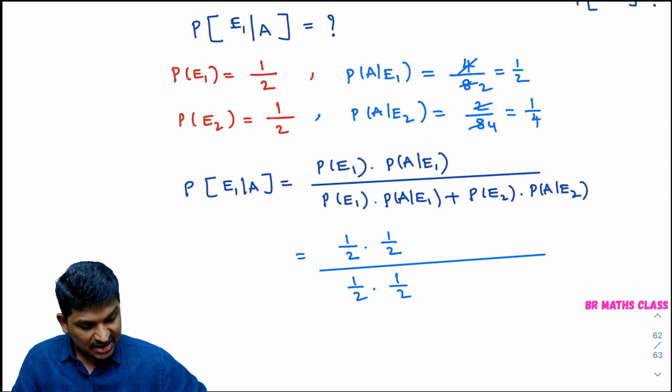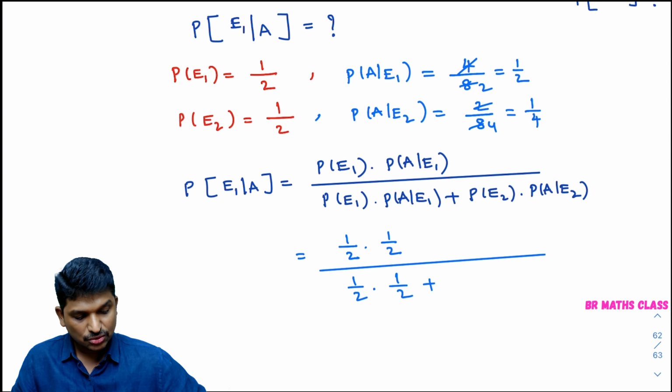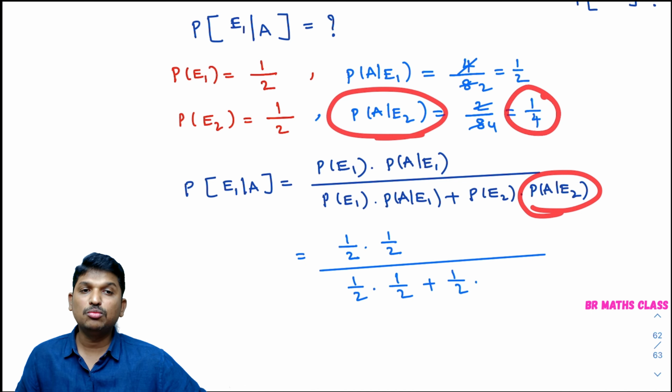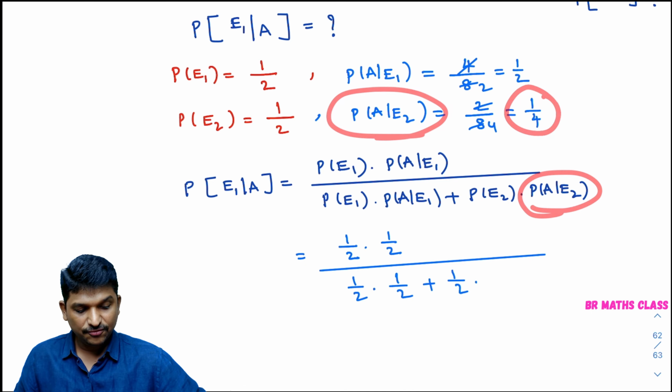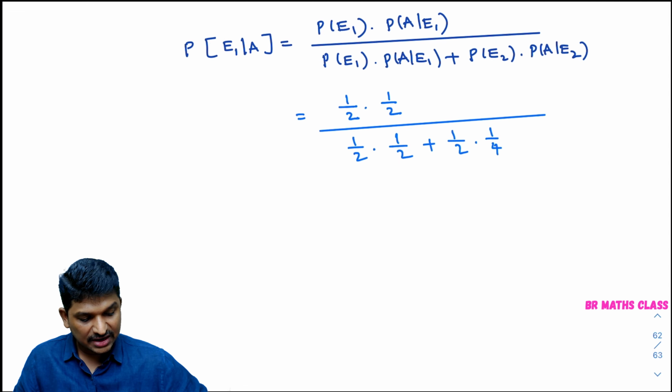Plus probability of E2. What is probability of E2? Probability of E2 is 1 by 2, into probability of A by E2. See here, probability of A by E2 is what? Probability of A by E2 is 1 by 4. Now you simplify this, you will get the answer.